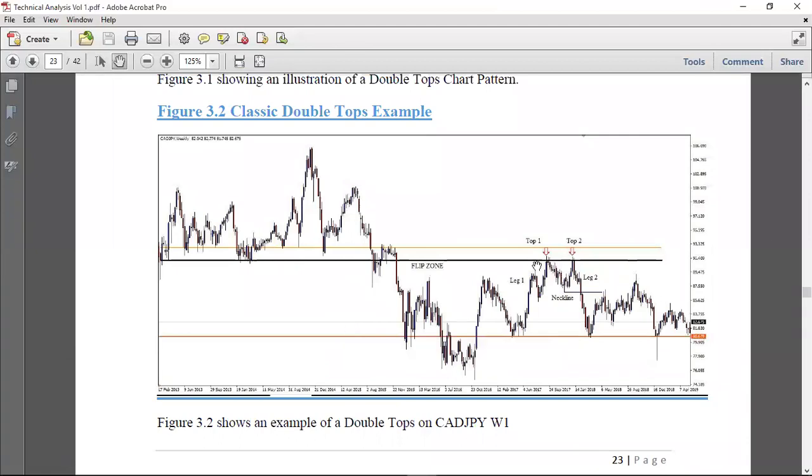We have this as top one, this is top two, that's our second leg. This is our neckline, which, as I said, is the price that will determine if it is safe for us to trade the pair or not. As you can see, it broke that neckline and then just dropped for a number of pips, and this was weekly. So this is more like 500 pips or even more.